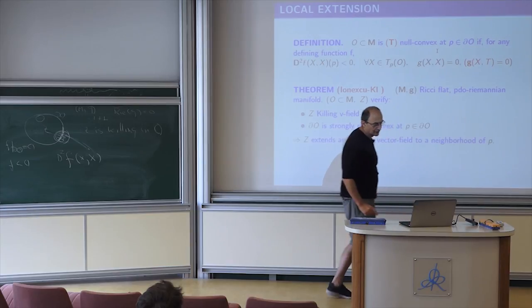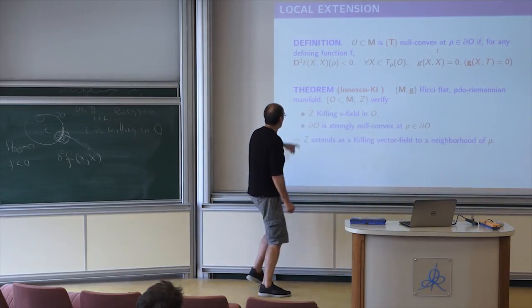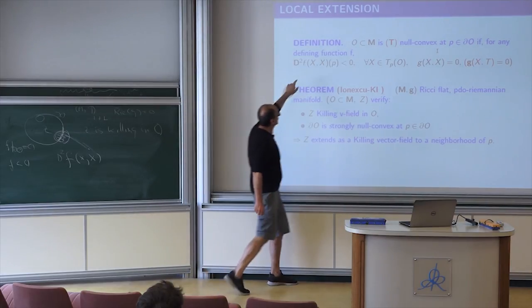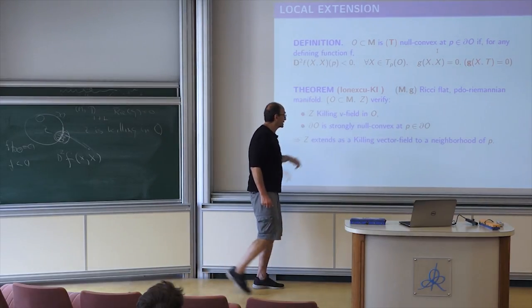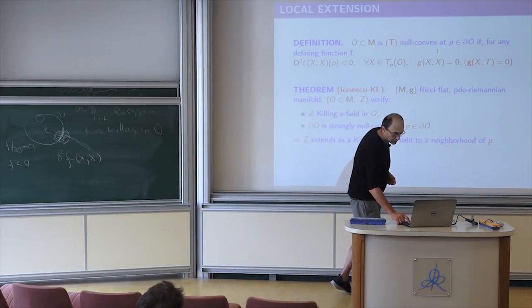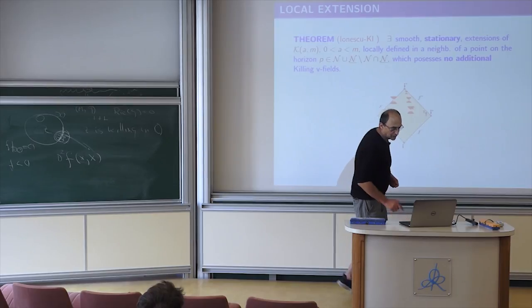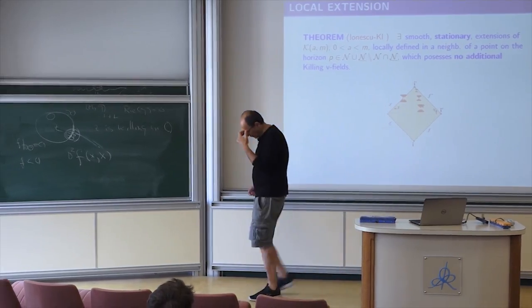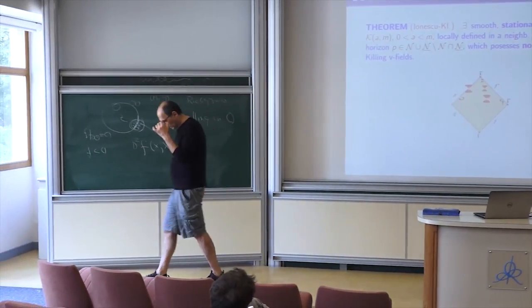Here it is again. So Z is Killing in O. The boundary is strongly null convex. Strongly null convex means exactly this. Then Z extends as a Killing vector field to a neighborhood of the point P. All right, so this is the first result that I want to talk a little bit about today.